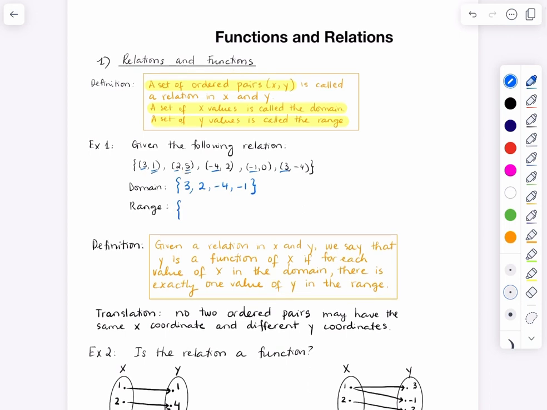Let's write down all the second values that you see in the ordered pairs. So we have 1, 5, 2, 0, and -4. Ideally, we can write them in order of the numbers from the smallest to the biggest, for example.